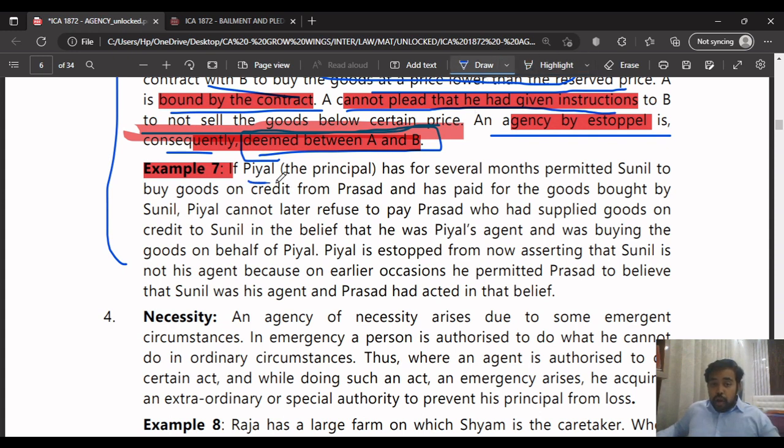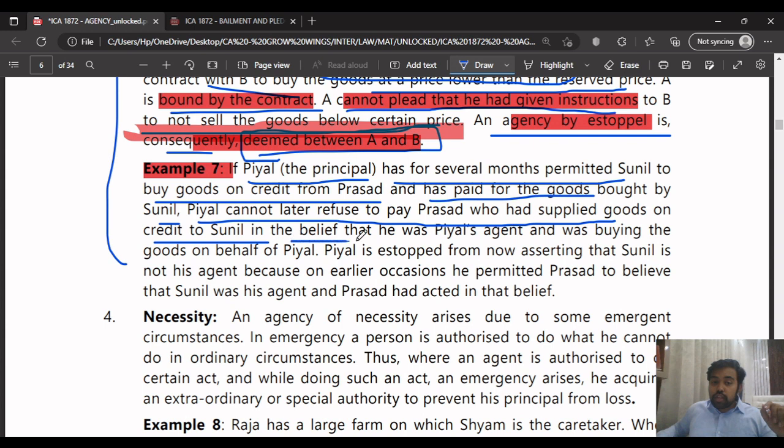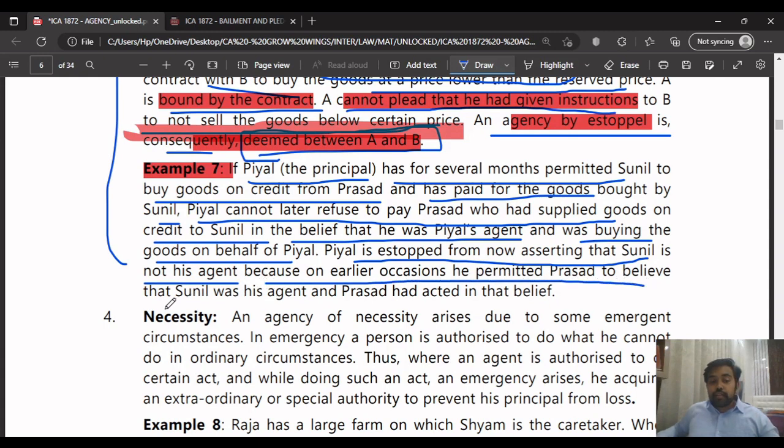Now coming to the next example. If Payal, the principal, has for several months permitted Sunil to buy goods on credit from Prasad, and has paid for the goods bought by Sunil, the principal cannot later refuse to pay Prasad, the third party, saying that Sunil was not his agent. Prasad supplied goods on credit to Sunil in the belief that he is the principal's agent, buying the goods on behalf of the principal. The principal is estopped from now asserting that Sunil is not his agent, because on earlier occasions he permitted Prasad to believe that Sunil was his agent and Prasad had acted in that belief.